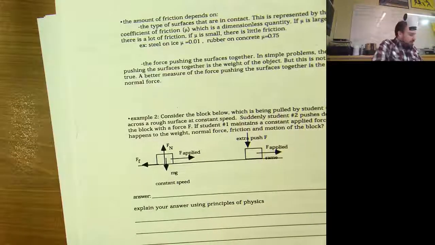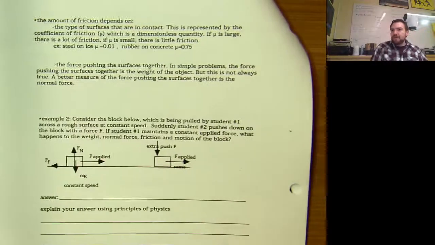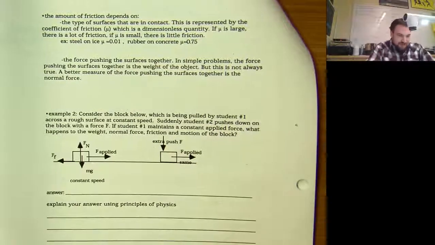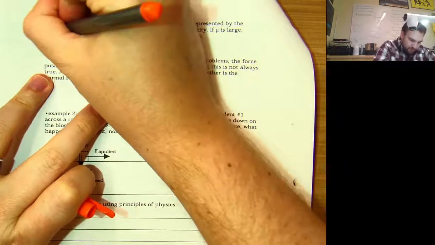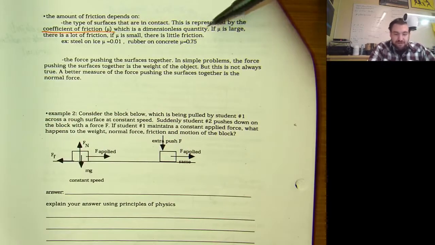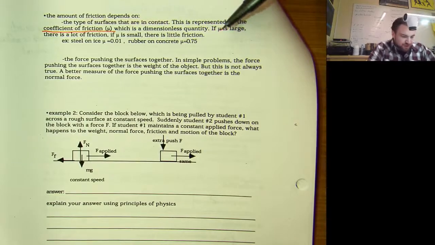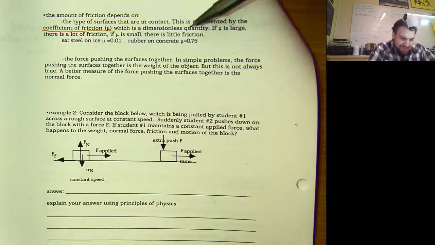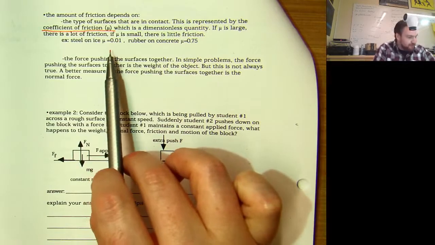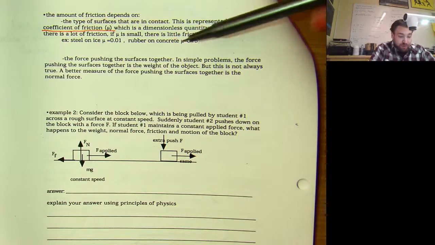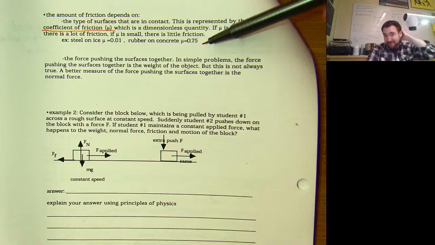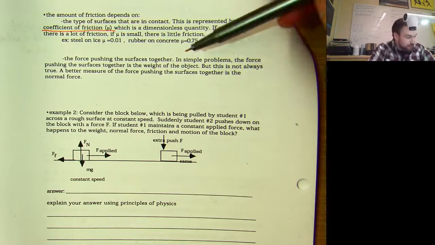Okay, flip page. Let's go quickly through friction. Nothing is new. The amount of friction depends on the type of surfaces that are in contact. This is represented by the coefficient of friction mu, which is a dimensionless quantity, meaning it has no units. If mu is large, there is lots of friction. If mu is small, there is little friction. So a small value of mu, 0.01, little friction: steel on ice, this is why skates slide so nicely. Or rubber on concrete, large coefficient of friction, 0.075. Doesn't seem like a big number, but as far as coefficient of friction goes, that's still pretty big.